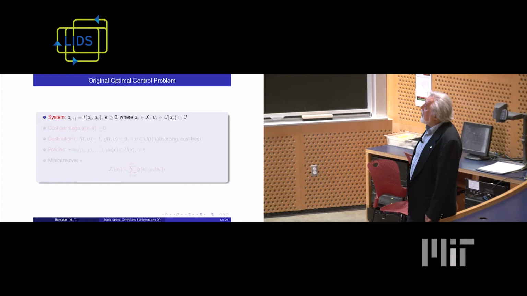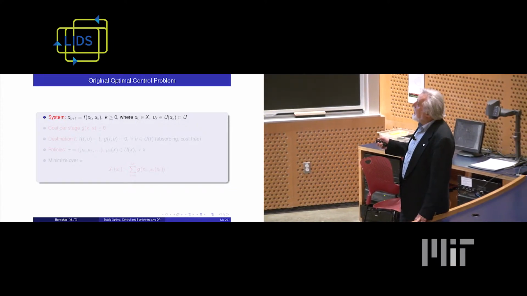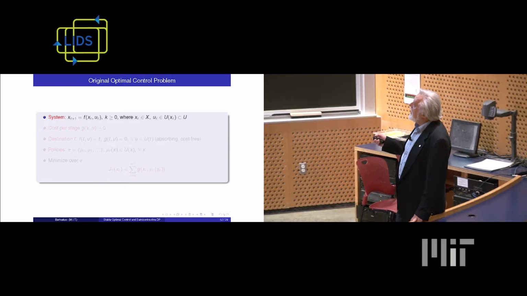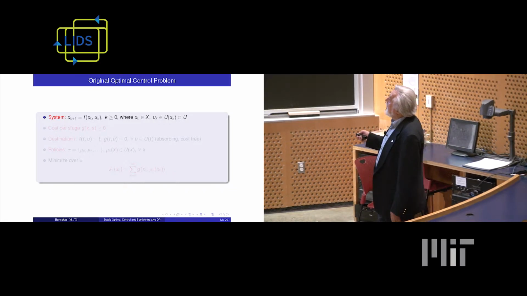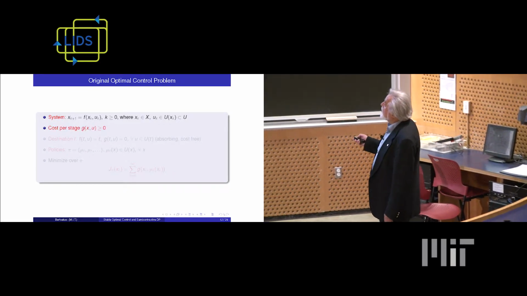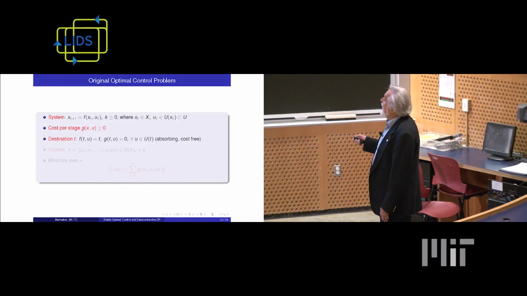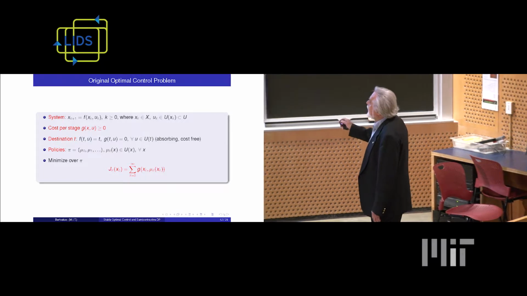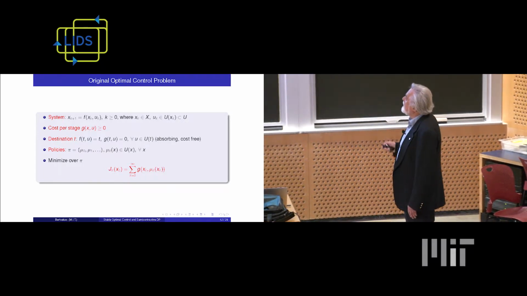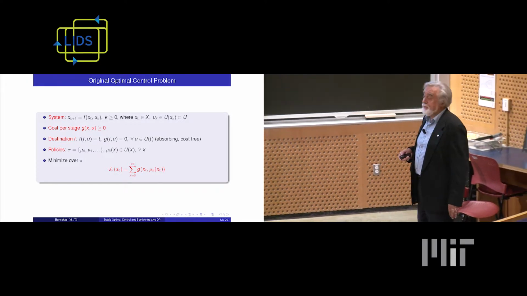OK, so I'm going to repeat some of the things I said already. We have a system that's stationary, and its state belongs to an arbitrary set. The control also belongs to an arbitrary set, and it's constrained. There's a cost per state that's non-negative. There's a destination that is cost-free and absorbing. There are policies that are a sequence of functions that satisfy the constraint. And our objective is to minimize the infinite horizon costs along trajectories generated by policies.